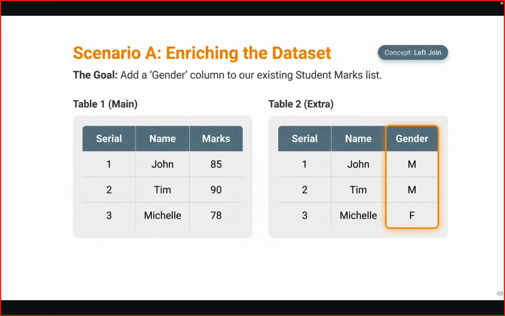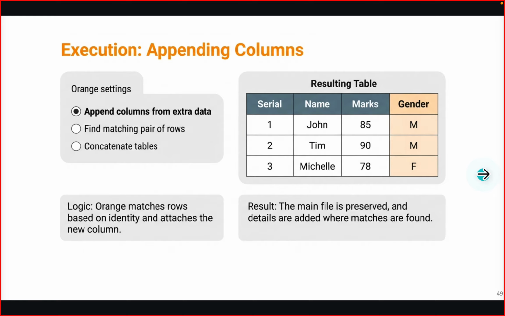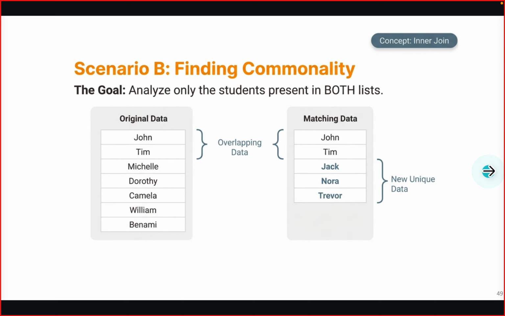When you use vertical combine, you will not have more columns. You will have the same original columns. Okay? Got it? That's different. See that? So I used append columns from extra so that I will have the gender in the result, not in the main table, I should say in the result.